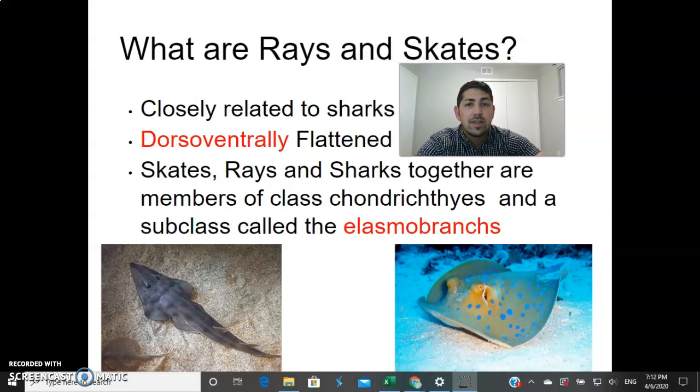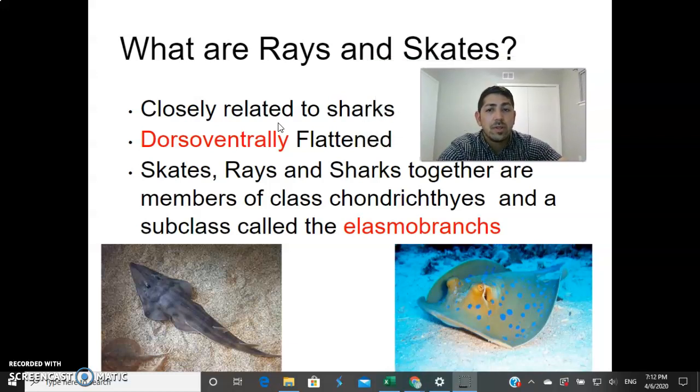So what are skates and rays? They are closely related to sharks. They are dorso-ventrally flattened, dorso meaning back and ventral meaning front. Flattened means that they're compressed from the back to the front. Skates, rays, and sharks together are members of the class Chondrichthyes and a subclass called elasmobranchs.